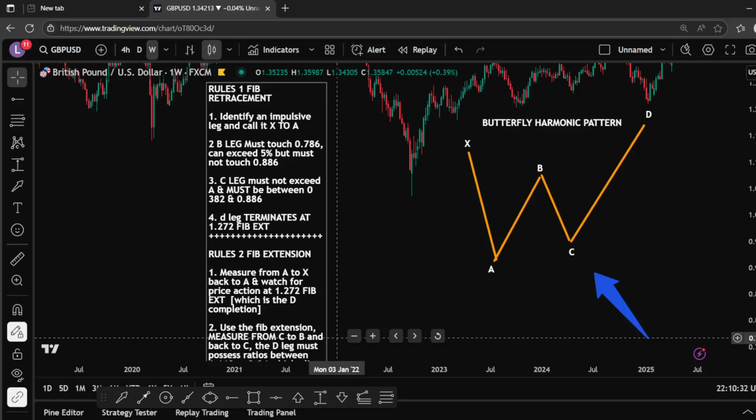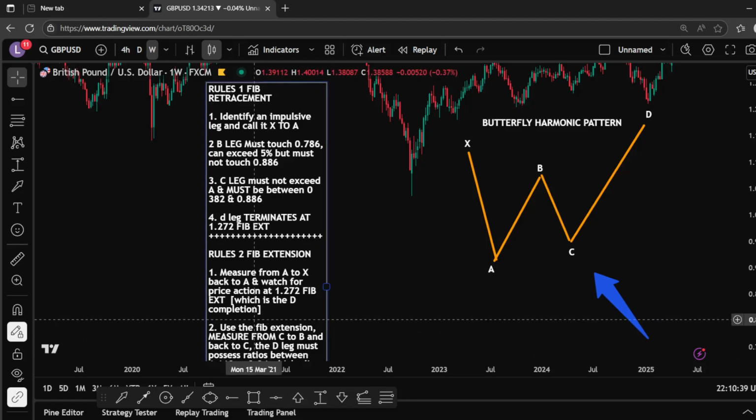Today is the 14th of July 2025, and today we're going to take a look at how you can easily identify the butterfly pattern and trade them successfully. The butterfly pattern has a 5-point structure. So you have your X, your A, your B, your C, your D.